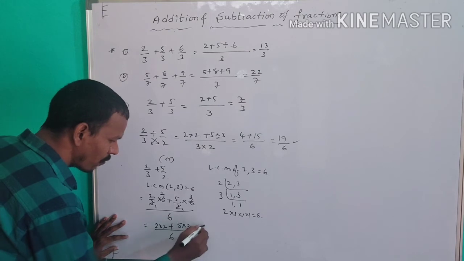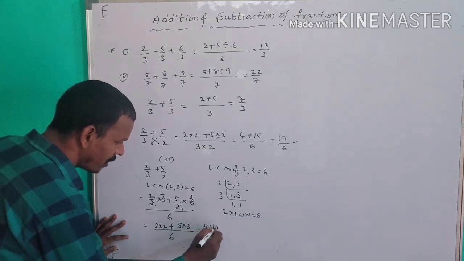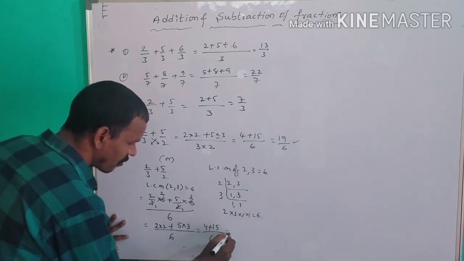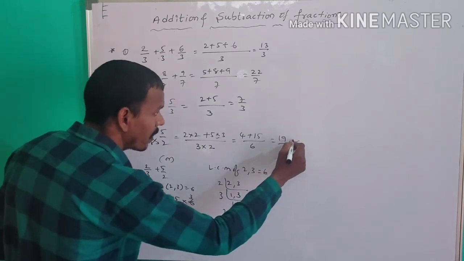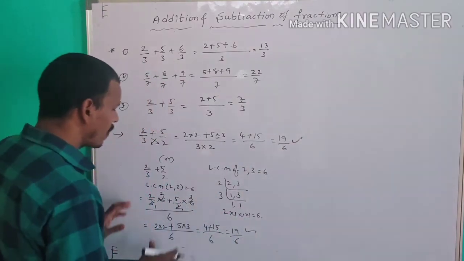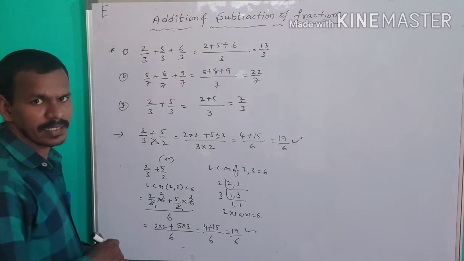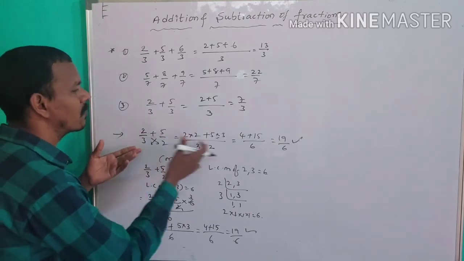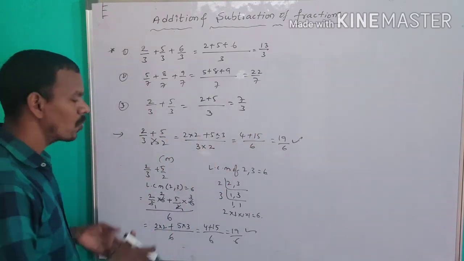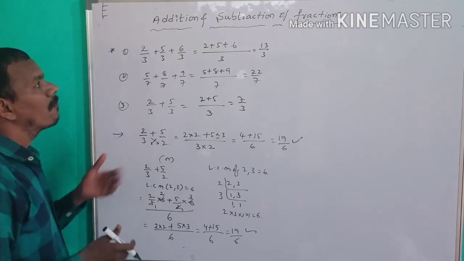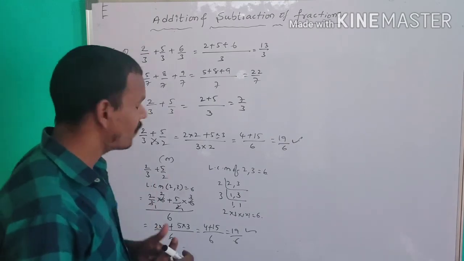That is equal to 2 2's are 4, 5 3's are 15, by 6. That is equal to 19 by 6. We are getting the same answer. Here 19 by 6, here 19 by 6. But the LCM method takes some space and time, so it is better to cross multiply directly. That is the process of adding two fractions.